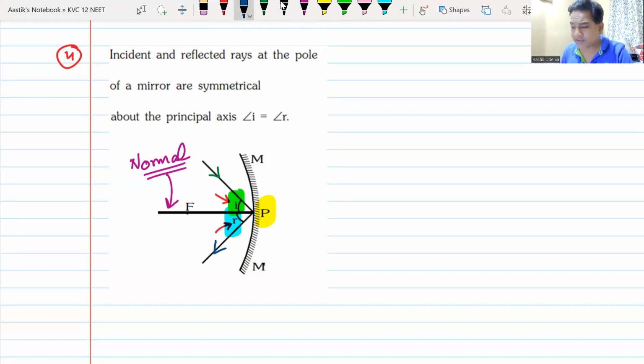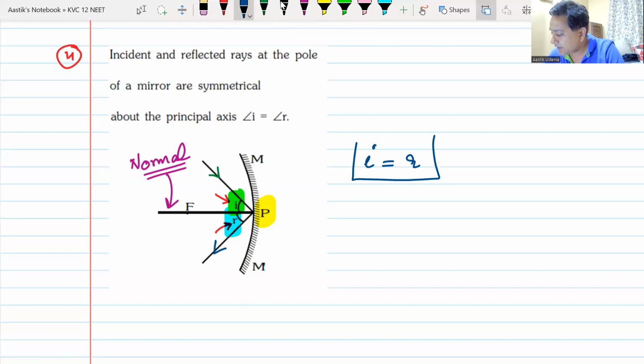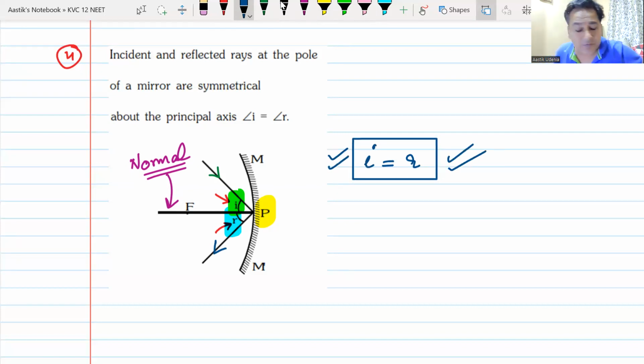You may not have to draw this because the angle of incidence is always equal to the angle of reflection. That is what we have read in the laws of reflection. So this law is valid for any type of ray that strikes the mirror. Here we have taken one particular ray which strikes the pole of the mirror and nothing else. So if you so require, you can also use this one as one of your rays.